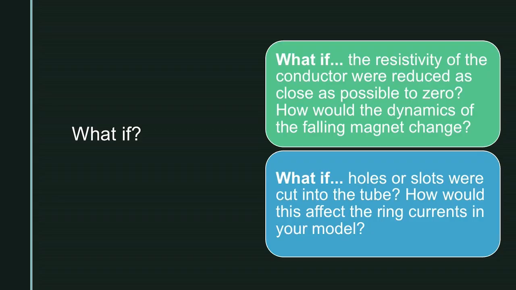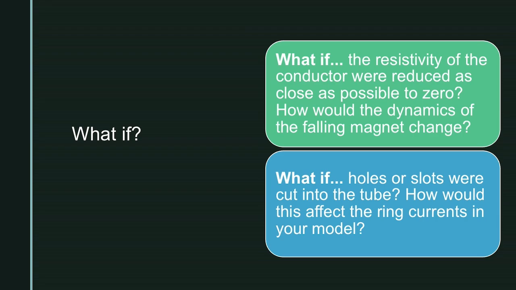The first one was, what if the resistivity of the conductor were reduced as close as possible to zero, and how would this change the dynamics of the falling magnet? Using Ohm's law, if the resistivity of the conductor decreased, the current would have to increase to create the same voltage. This change would be significantly effective in increasing the magnetic force on the bar magnet, which is denoted in the cross product of the current times the change in length with the magnetic field.